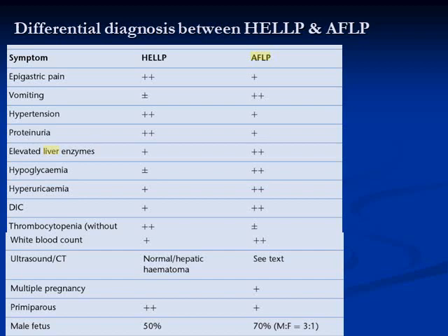Multiple pregnancy is more seen in the acute fatty liver of pregnancy, while primiparous women are seen more in HELLP syndrome. Male fetus affects more cases of acute fatty liver of pregnancy, while it is 50% in cases of HELLP syndrome.